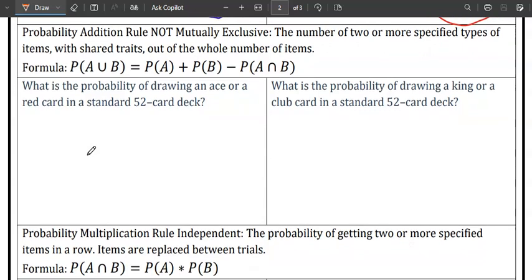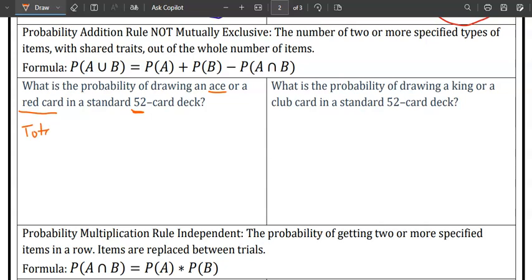Probability addition rule, not mutually exclusive. The number of 2 or more specified types of items with shared traits out of the whole number of items. The formula is P of A union B equals P of A plus P of B minus P of A intersection B. What is the probability of drawing an ace or a red card in a standard 52 card deck?